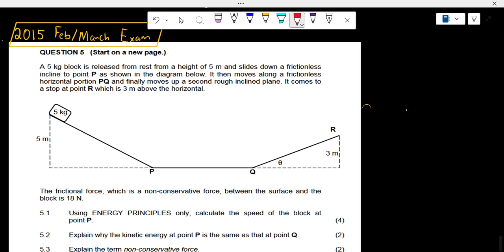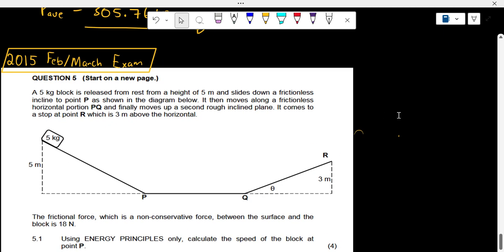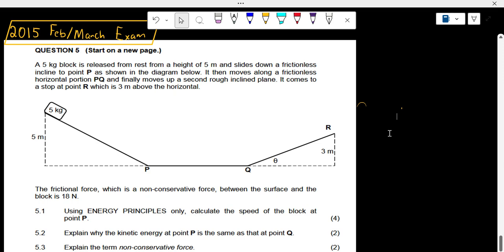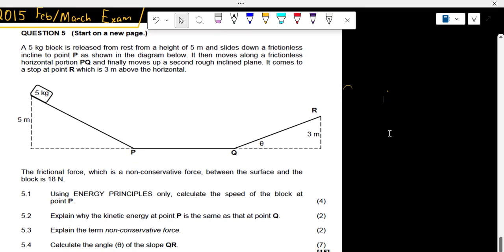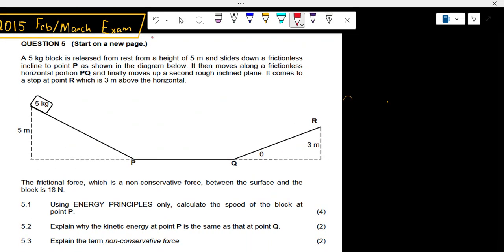So today I want us to look at another question paper attack. This one I sourced from the February March exam of 2015. And yes, what we're looking at in this one is yet again work, energy, and power, which is question 5.